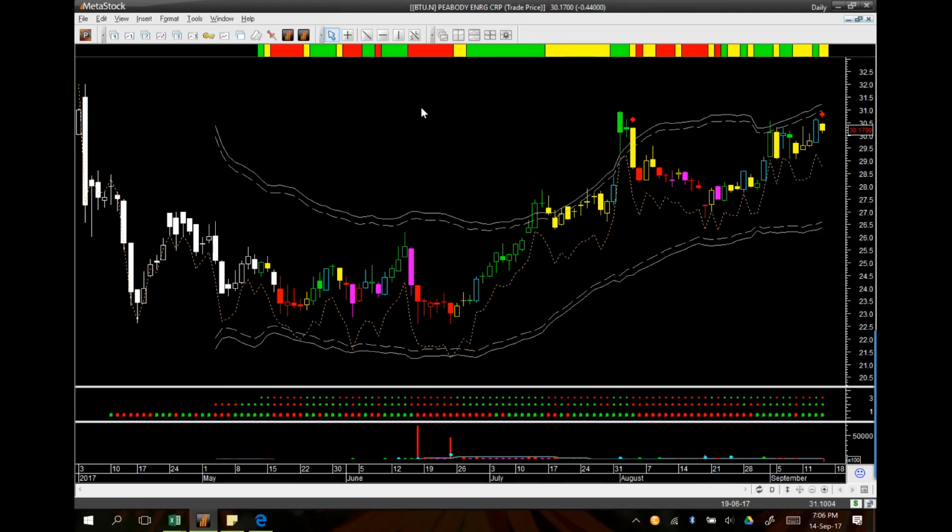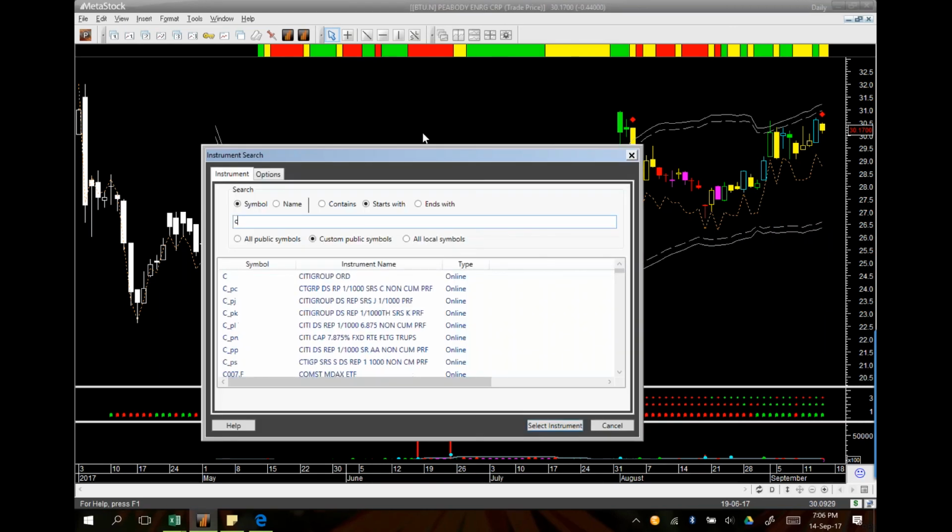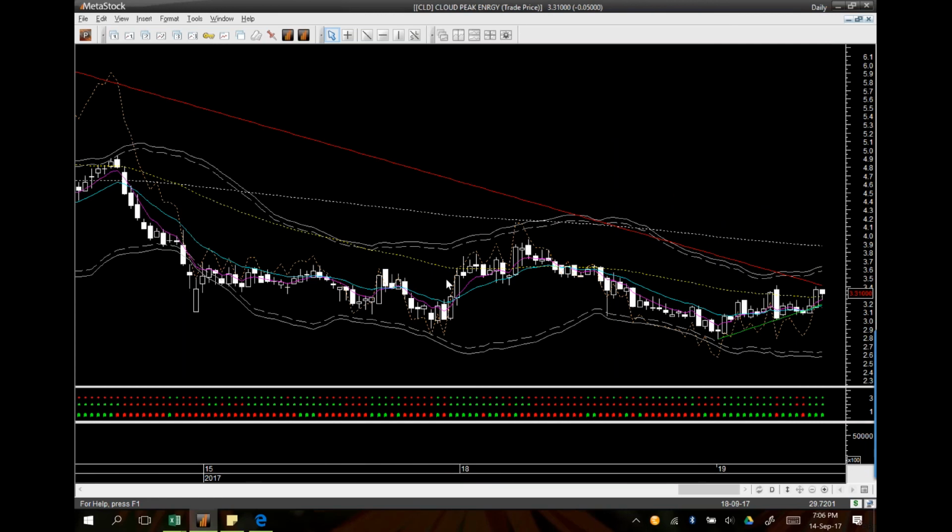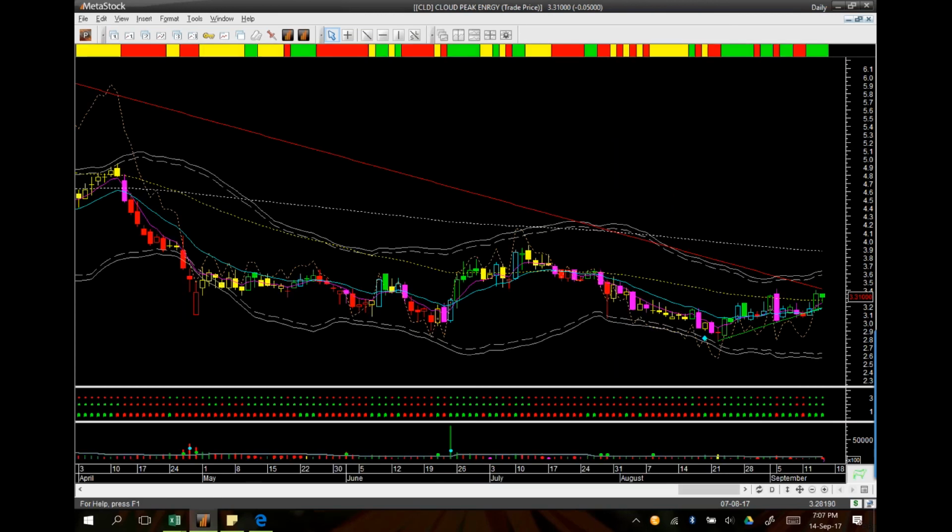At the right edge, because it is already close to the upper boundary, I am not going to take any trade, whatever be the fundamental strength of the stock, because I am trying to align everything. Let me look at CLD. This stock looks interesting.